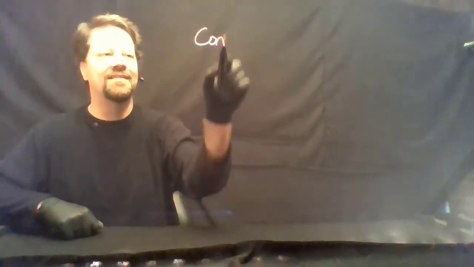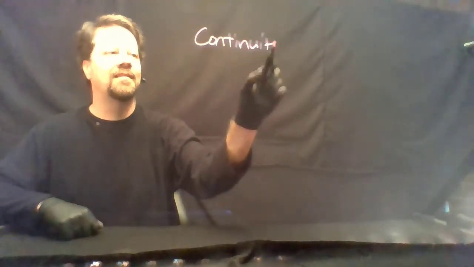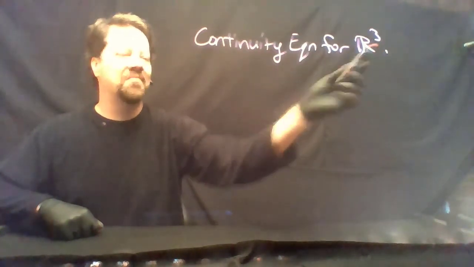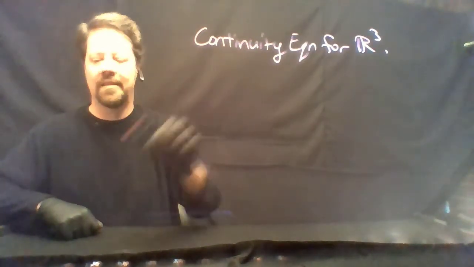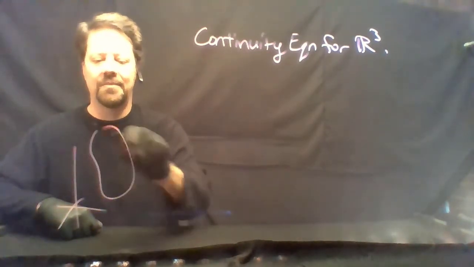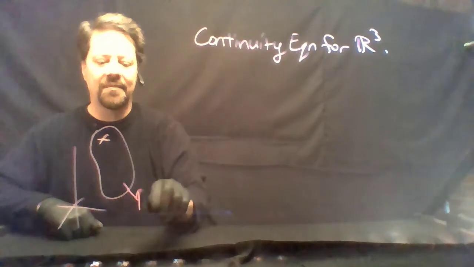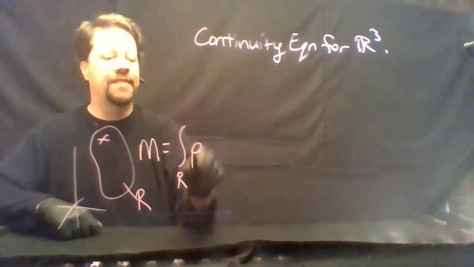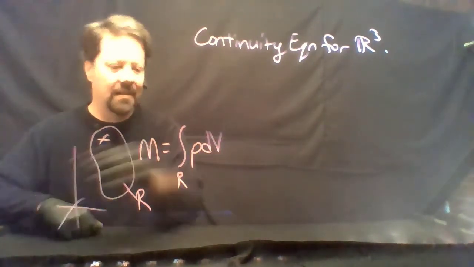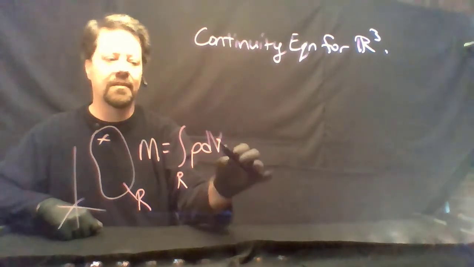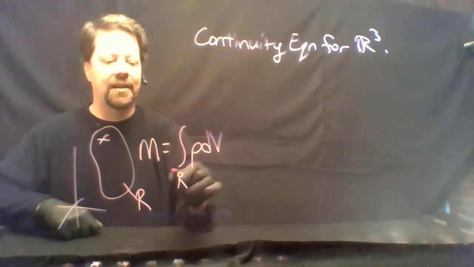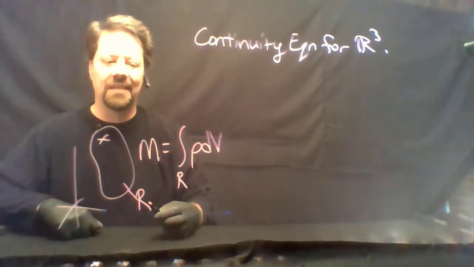Just as in the plane, we can derive a continuity equation for R3. It goes like this. If you have some region in space, some generic peanut-shaped region in space, the total mass, as you know, is the integral over that region of the density times the volume element. Density will have units of kilograms per cubic meter. The volume element has units of cubic meters. When you multiply them, you get units of kilograms. Added up over the total region, you get the total number of kilograms.